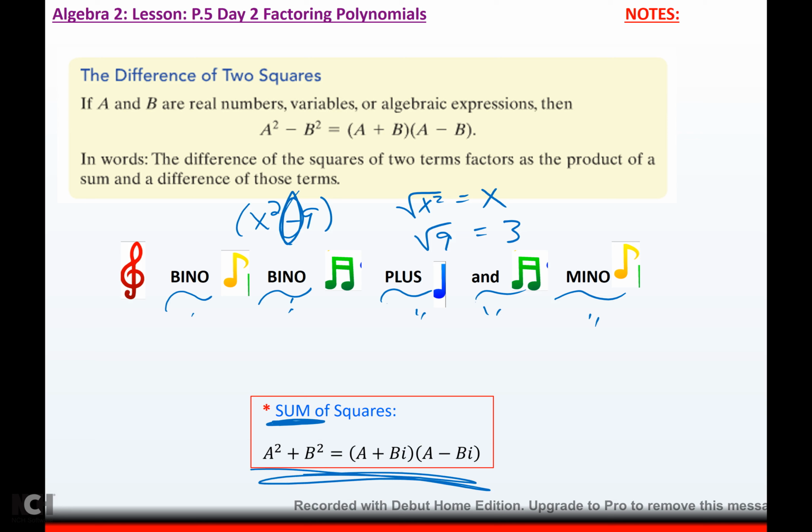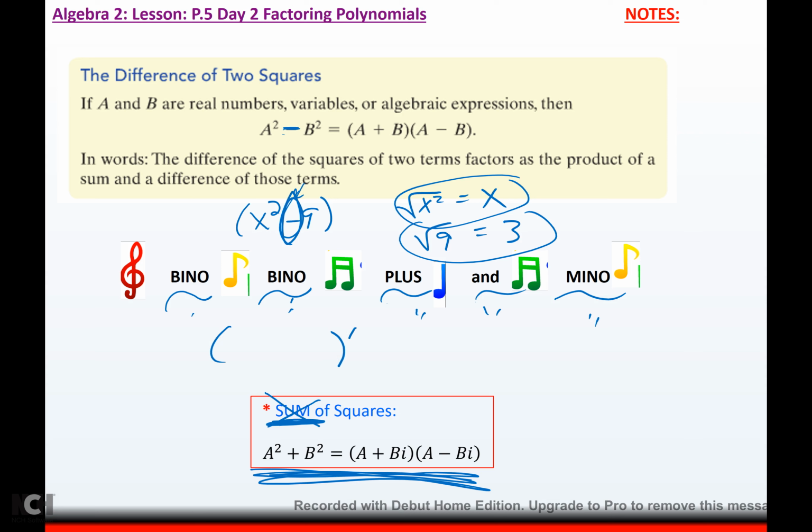That's a completely different formula, which we'll talk about later in life. All right, but right now, this technique only works if that's a difference of squares, not a sum of squares. So three things have to happen. The first term has to be perfect, the last term has to be perfect, and the middle sign has to be negative. If that happens, watch my song.